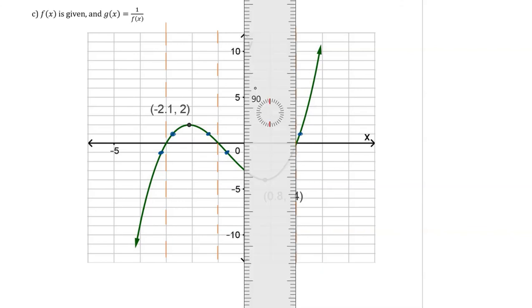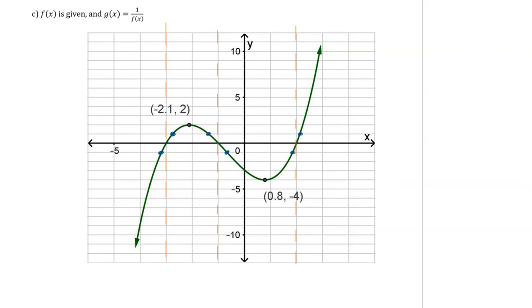And if we wanted to draw in the horizontal asymptote now, you could. Let's see. I'm going to label them now before I forget. This is x equals negative 3. This is x equals negative 1, and x equals 2.